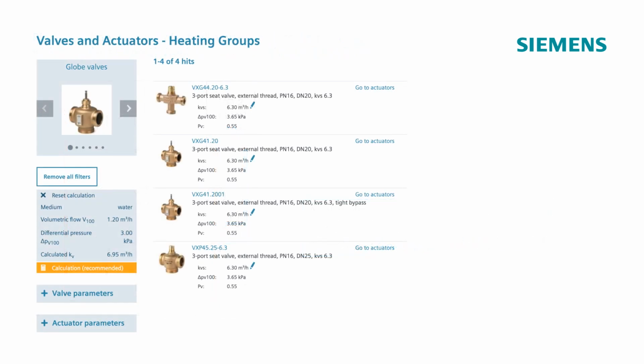Based on the volumetric flow calculation with this temperature difference and a desired delta PV100 of also 3 kPa, a list with 4 suitable valves results. Based on the same considerations as applied for heating group 1, a valve type VXG44 is also being selected, with a nominal diameter of 20 and a kVS value of 6.3 cubic meters per hour. Additionally, a suitable actuator is being selected with the same parameters as for heating group 1.